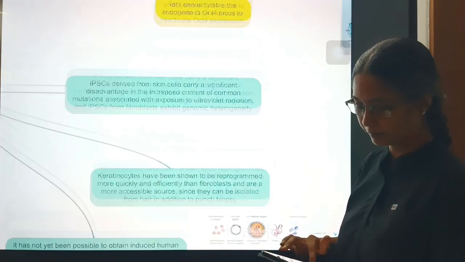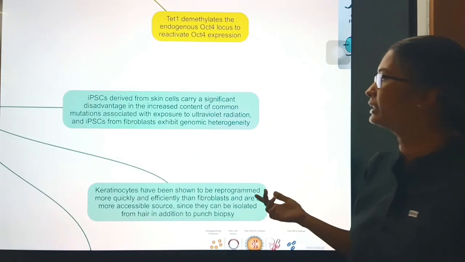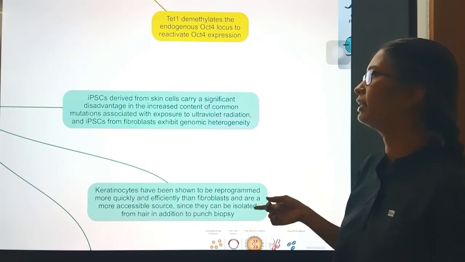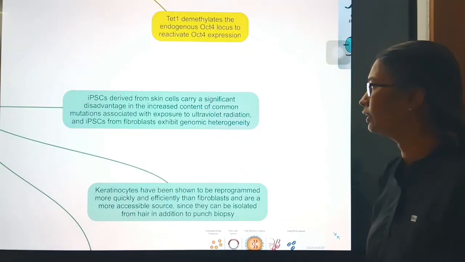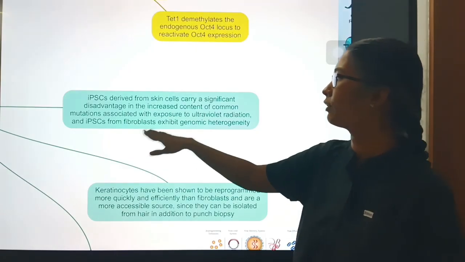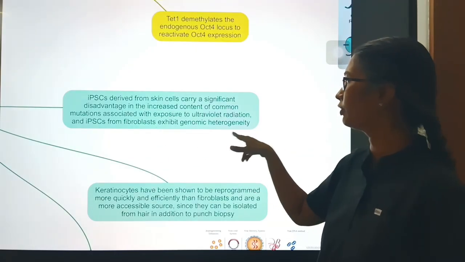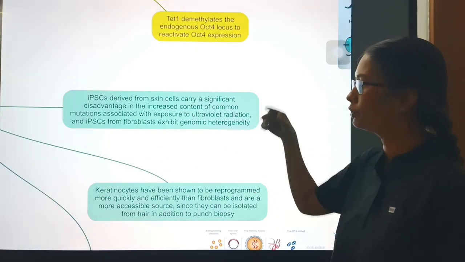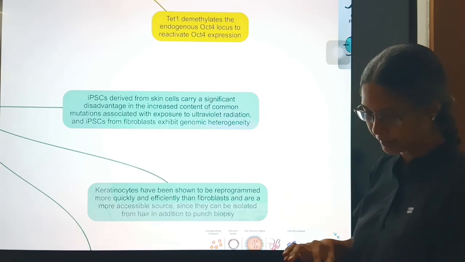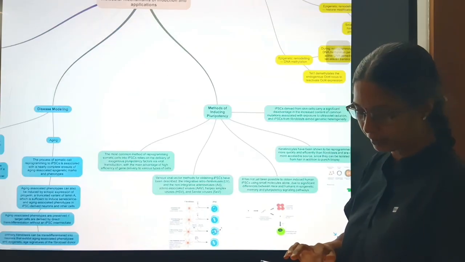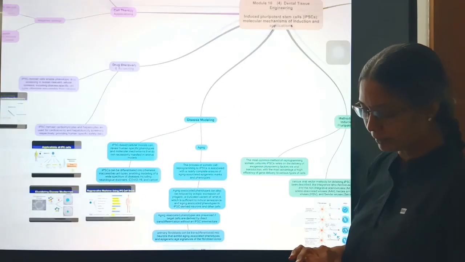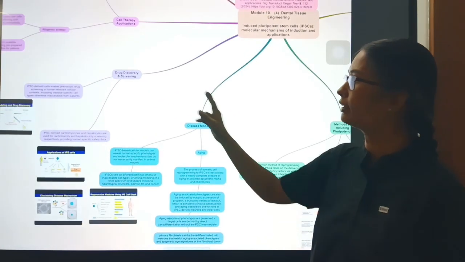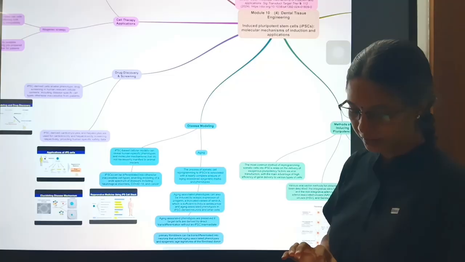iPSCs derived from skin cells carry a significant disadvantage in the increased content of common mutations associated with exposure to UV radiation. And iPSCs from fibroblasts exhibit genomic heterogeneity. These are the two drawbacks of using keratinocytes as well as fibroblasts, and this has to be taken into account while doing the reprogramming. Here iPSCs are used for disease modeling, drug discovery, and cell therapy applications.